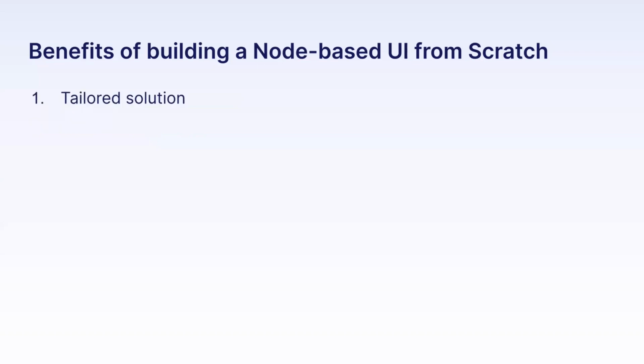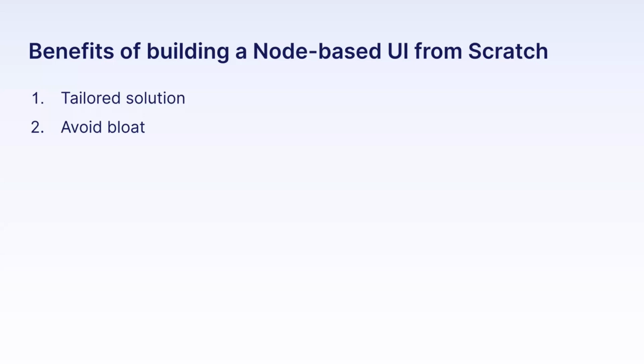Despite the challenges, we also identified 2 significant benefits to building a node-based UI from scratch. The first benefit was the ability to create a tailored solution that could perfectly fit our application's specific requirements. The second benefit was avoiding bloat and not having to worry about integrating a library's code that was non-essential or that would only be partially used by Otto.